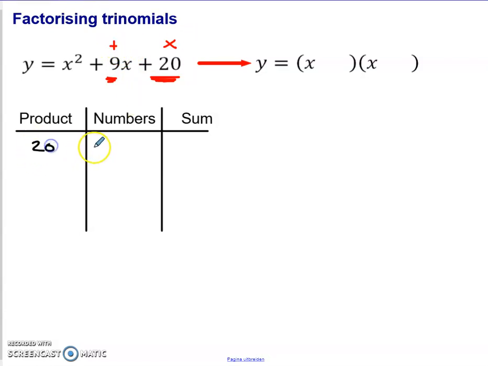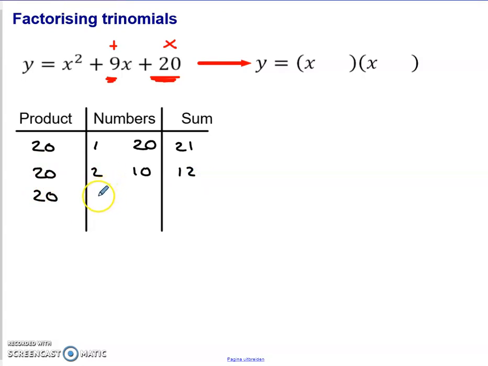Always start with product and start as easy as you can think of. 1 times 20 is 20. But when I add them, 21. And so you will continue. 2 times 10. But when you add them, it's 12. When you continue doing this, you will find a solution.